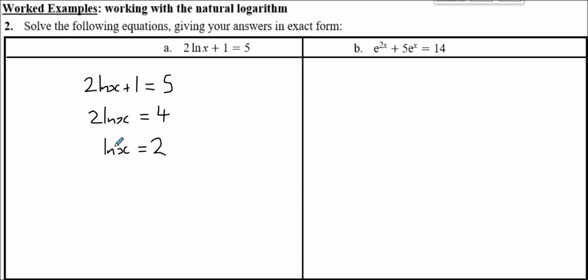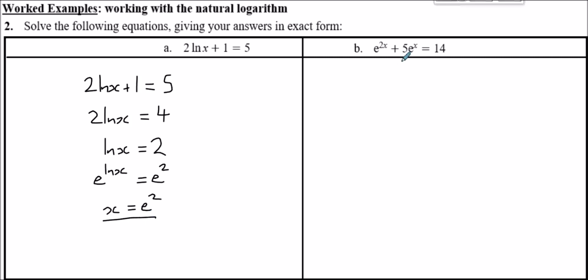We can now do both of these to the power e. So e to the lnx equals e to the power 2. But of course, e to the lnx, the ln and the e undo one another, so we just get left with x. So in exact form, x is e squared.